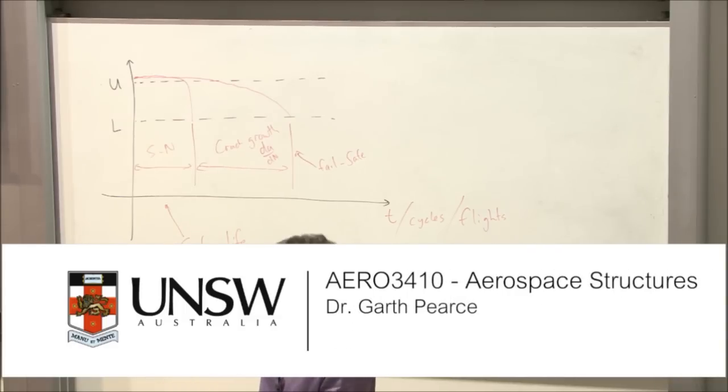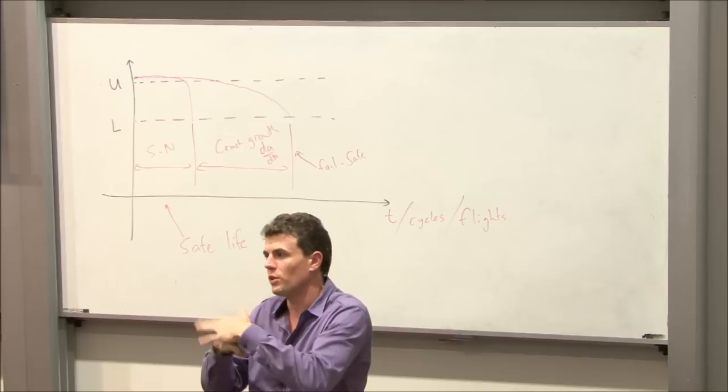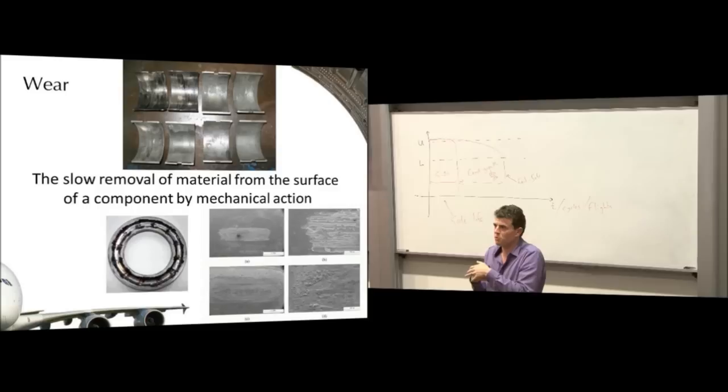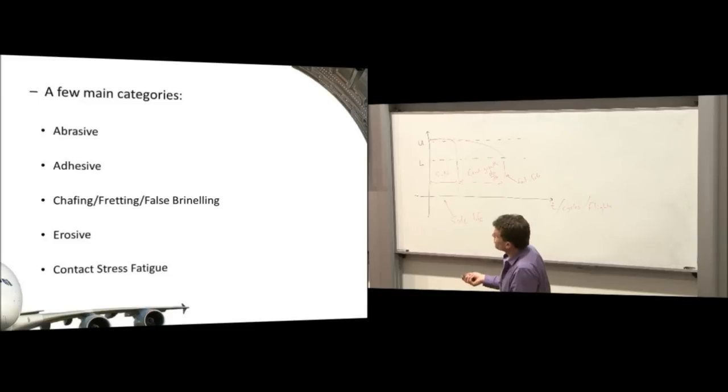In practice, in an aircraft, it only happens when there's two parts that are moving relative to one another. Surprisingly infrequent on an aircraft. There aren't that many places where two things are moving relative to one another. And it's proportional to the normal forces that are applied. So bigger forces equals more wear, smaller forces equals less wear. So more friction is higher wear as well. Okay, there are a few categories and I'll talk about some of them. Abrasive, adhesive, chafing, erosive and contact stress fatigue. I'll only talk about a couple of them because they're the most important ones.